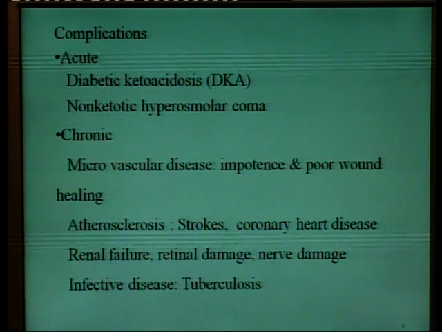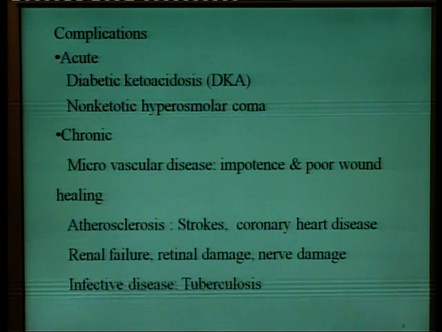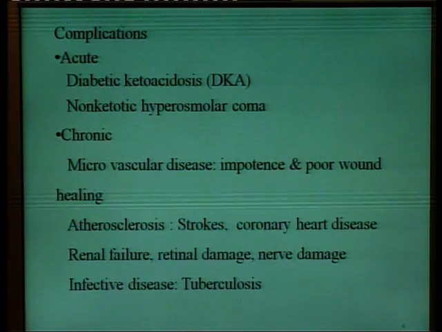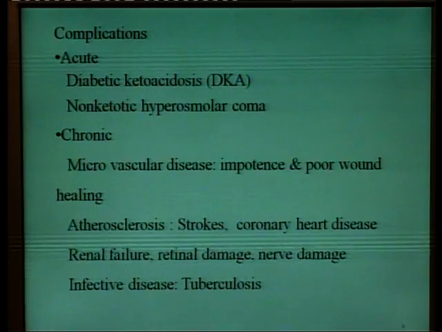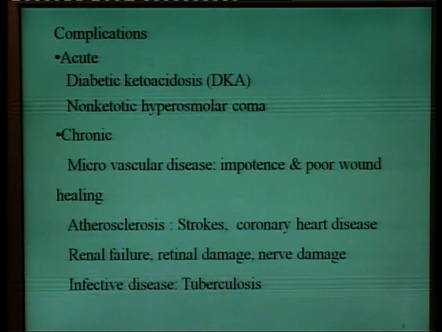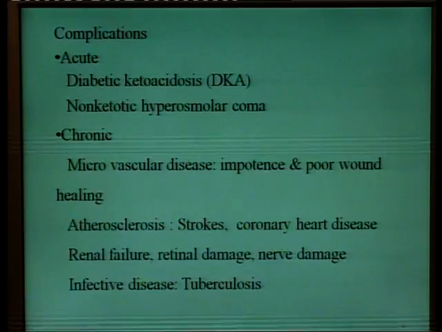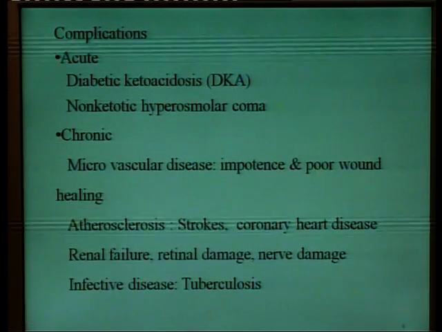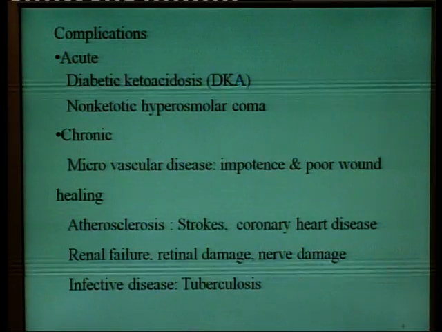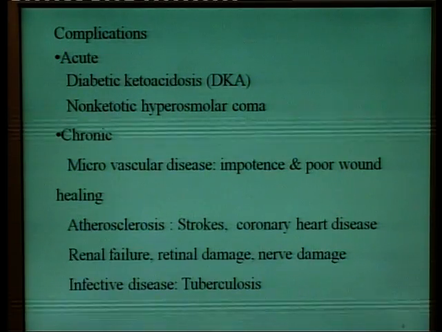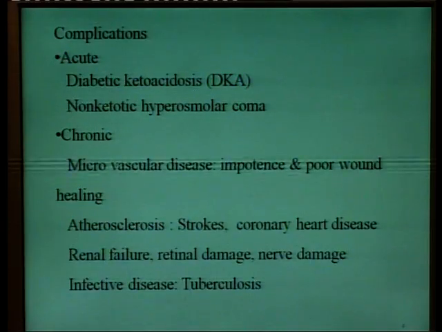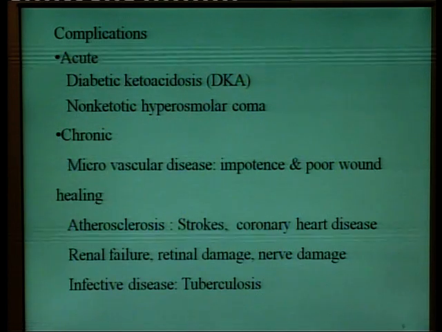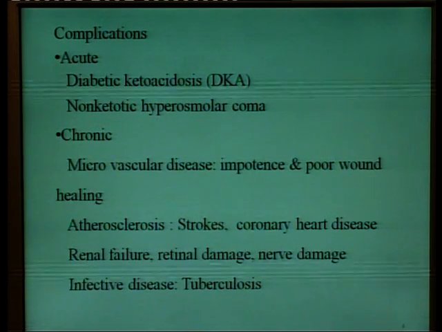That is why before carrying out any surgery, a person has to go in for the test of the sugar. Only then will a surgeon come to know how long it will take for a person to heal, or what the complications after the surgery will be. Atherosclerosis, strokes, coronary heart disease, renal heart failure, kidney damage, retinal damage, nerve damage. There can be infective disease like tuberculosis.